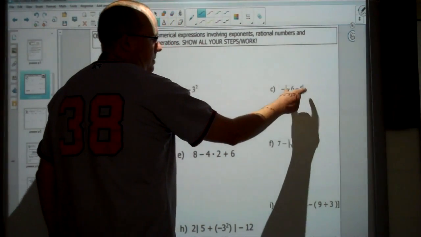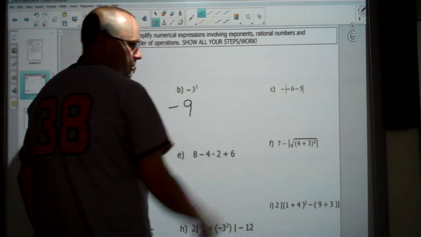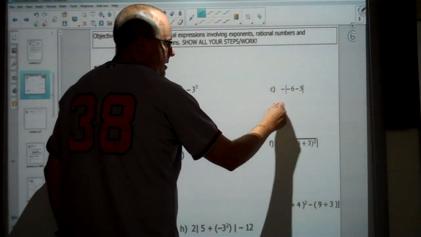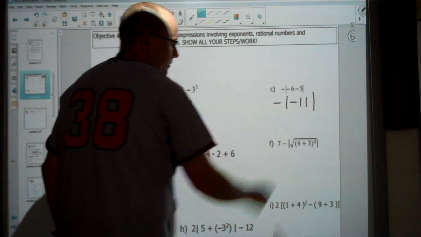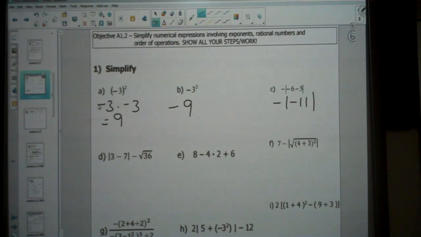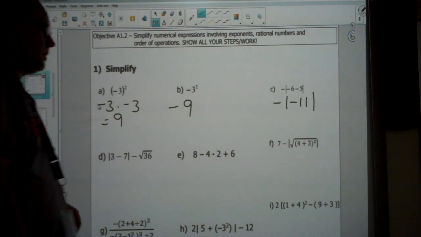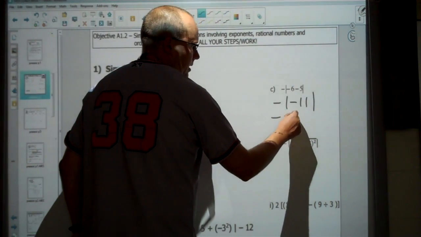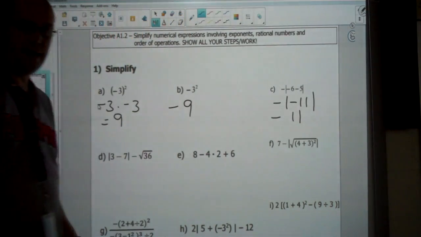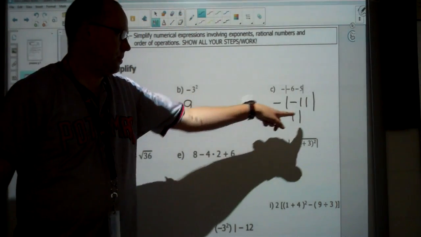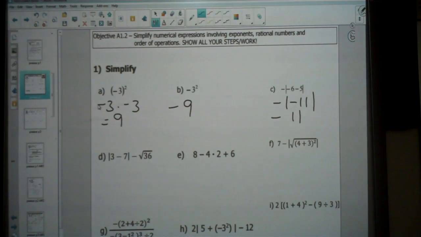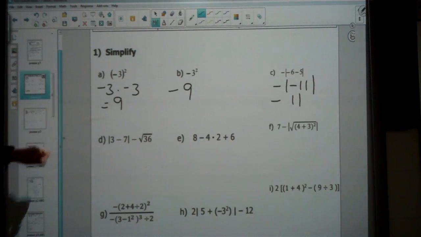Now on C, I see some grouping symbols here, so I'm going to work out what's inside the grouping symbols. Negative 6 take away 5 is negative 11. Now the two lines are absolute value, which makes anything that's negative positive. So this negative 11 is actually going to become positive 11. The negative is just from the original part of the question, so my answer is just negative 11.